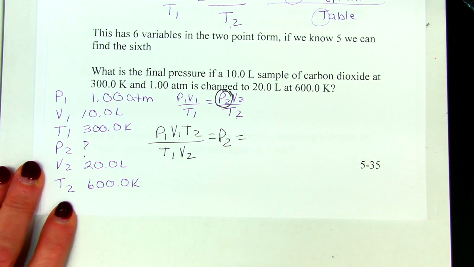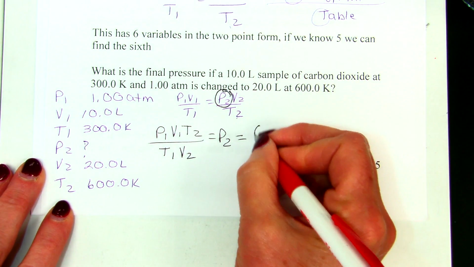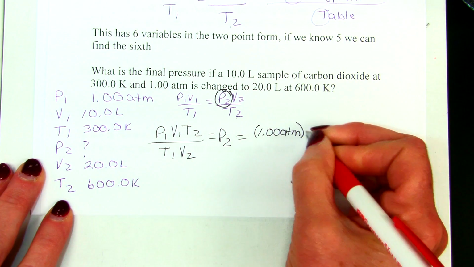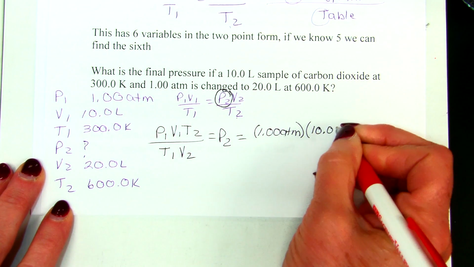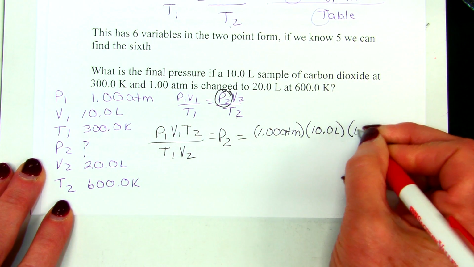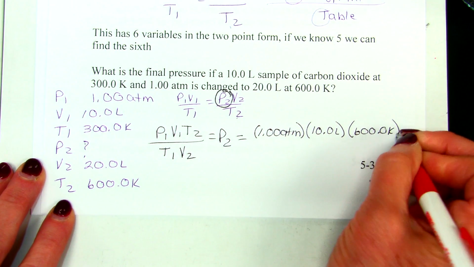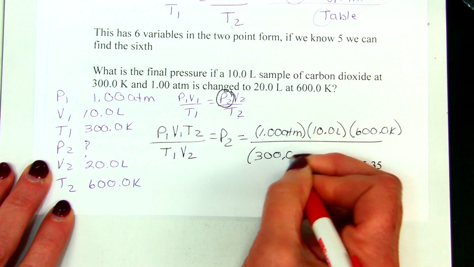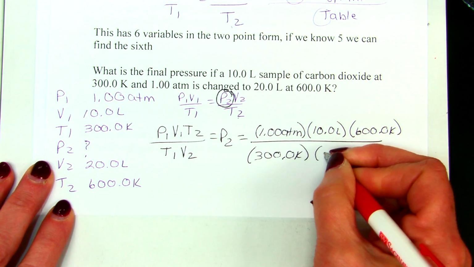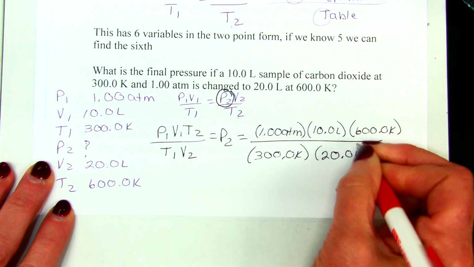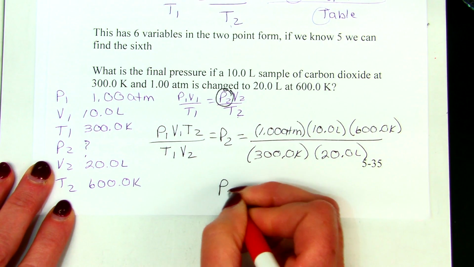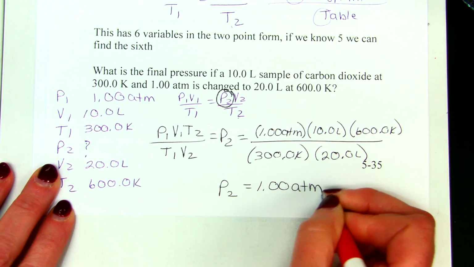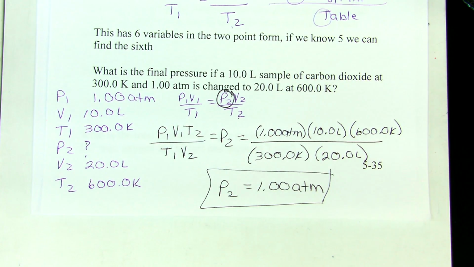So we plug in the numbers. My P1 is 1 atmosphere. My V1, 10.0 liters. My T2, 600 Kelvin. Divided by T1, 300 Kelvin, times V2, 20.0 liters. So my new pressure, P2, is equal to 1 atmosphere. Now, does that seem a little odd to you?